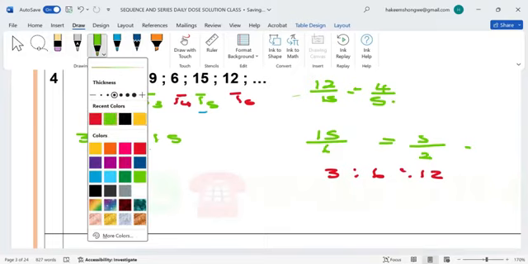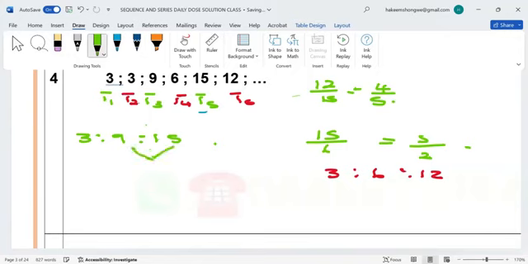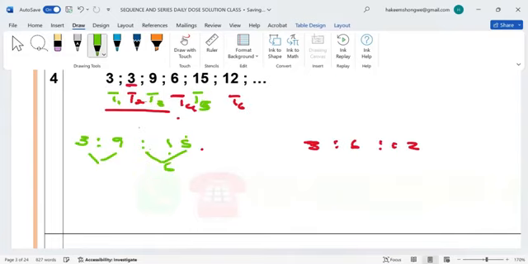Green, let's check. If I say 15 minus 9, what is 15 minus 9? It's a 6. 9 minus 3, and then we said this one subtract this one, we got 6. So we said this is linear. Now, what is going to be the next term if it's linear? Obviously, this one plus this one.